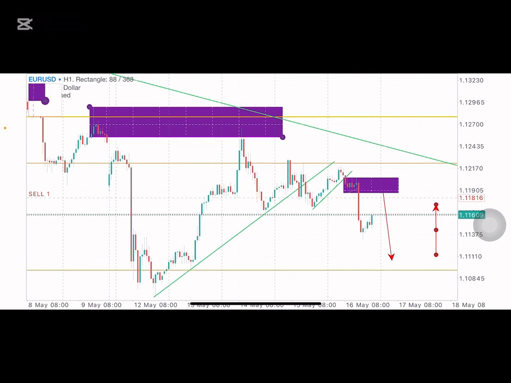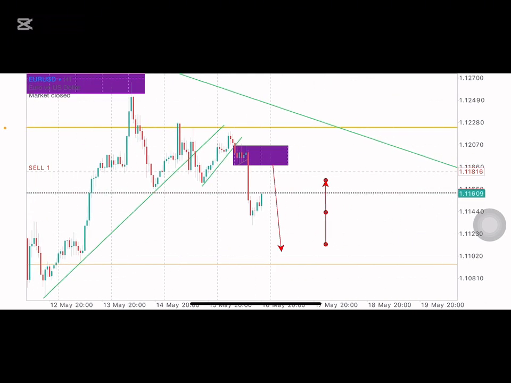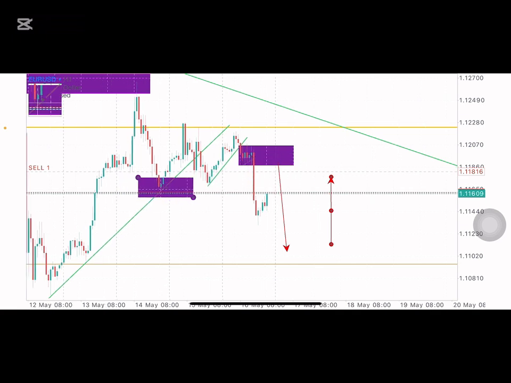So price tapped into it. You see, price tapped into it. After price tapped into it, it started dropping, and then it broke this trend line here. Now it went back for a retest, and you can see it dropping. So this level has been broken. Okay, so this support level has been broken here.